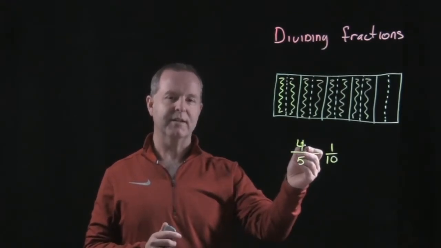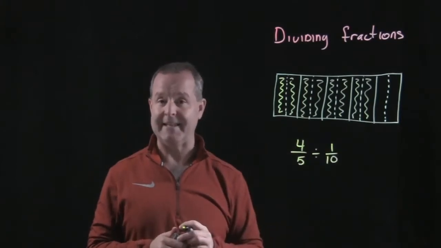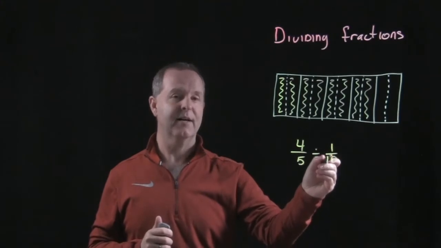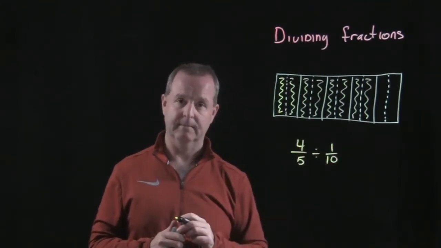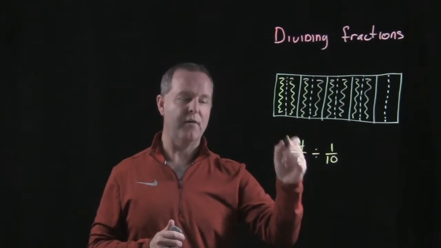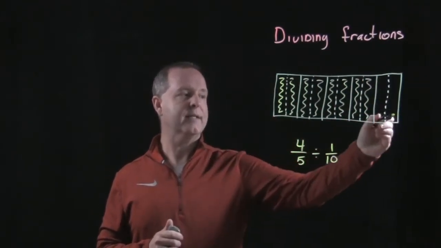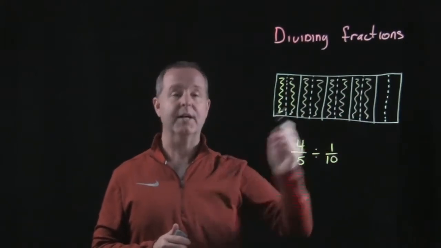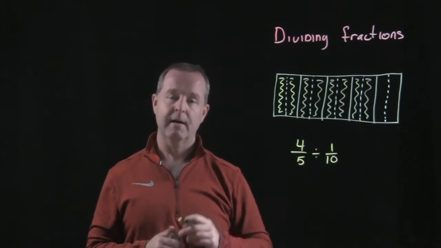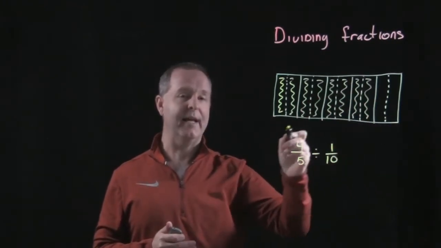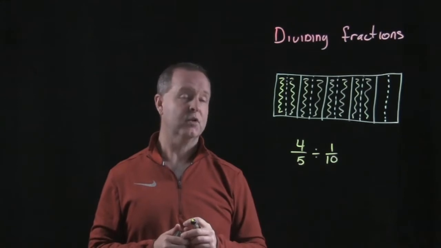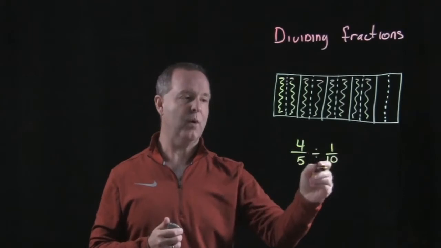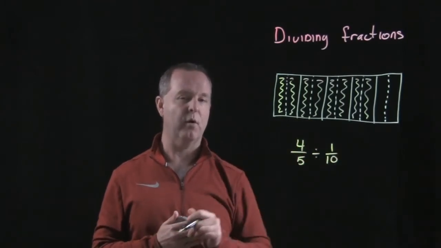I'm asking the question, I want to know what 4/5 divided by 1/10 is. And the way that I want you to think about that is we're asking how many 1/10 are there in 4/5? So I took a large rectangle, divided it up into 5 sections, and I colored 4 of those sections completely in. From there, I divided the large rectangle into 1/10. So my question is how many of those 1/10 are colored in?